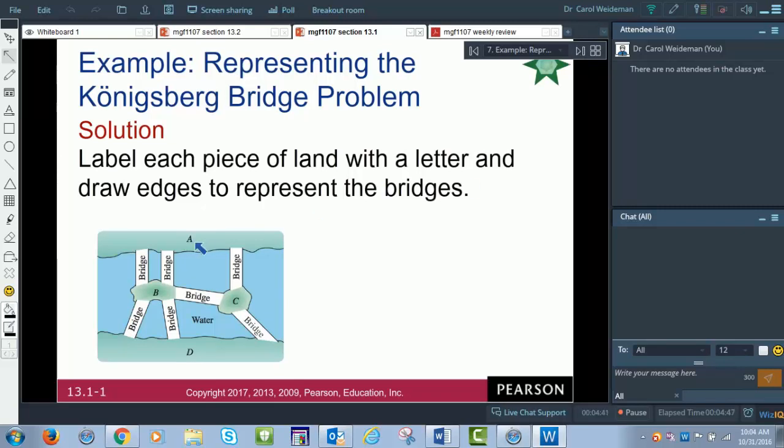We're going to label each piece of land with a letter. So we've got A, B, C, and D. And then we're going to use edges to represent the bridges. So here's what it looks like. Here's side A, and it's connected to B by two different bridges. It's also connected to island C. B and C are connected to one another, and then likewise to the other bank. B is connected to bank D by two different bridges, and then bank D is also connected to island C.